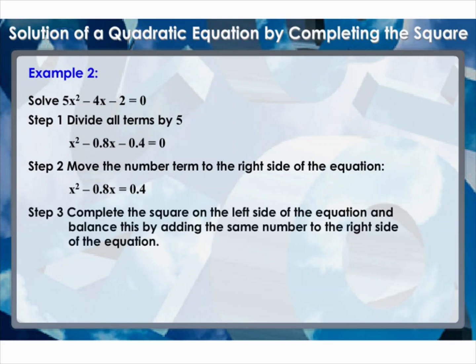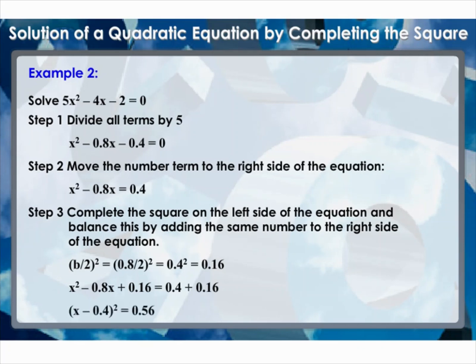Step 3. Complete the square on the left side of the equation and balance this by adding the same number to the right side of the equation. (b by 2) the whole square is equal to (0.8 by 2) the whole square. That's equal to 0.4 square is equal to 0.16. X squared minus 0.8x plus 0.16 is equal to 0.4 plus 0.16. (X minus 0.4) the whole square is equal to 0.56.